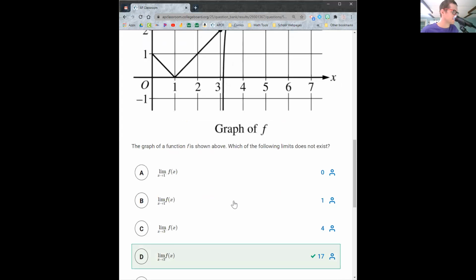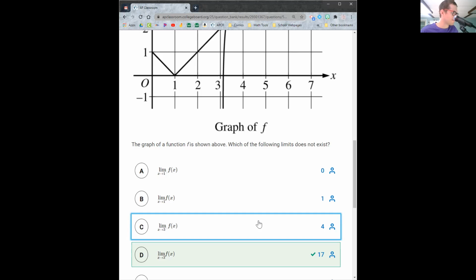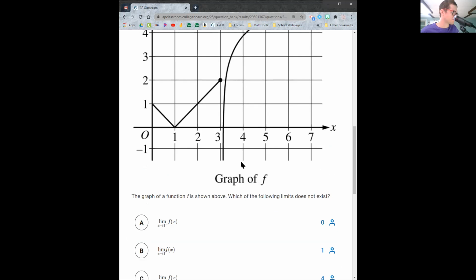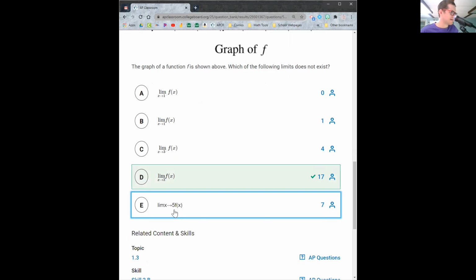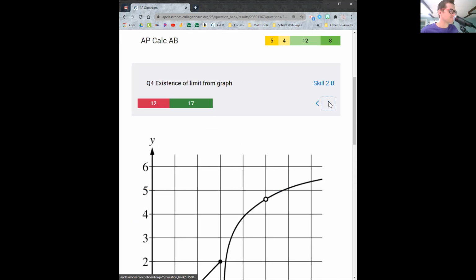Looking at incorrect answers, that limit exists. It's just a sharp point, which later we'll talk about. It's not differentiable there, but we're not at that spot at the moment. The limit as x approaches 3 from the left exists. It's 2. And the limit as x approaches 5 kind of came out weird here, but if you look at 5, the limit exists. From the left, it's approaching that value. From the right, it's approaching that value. So the limit exists. So that's how that one works.